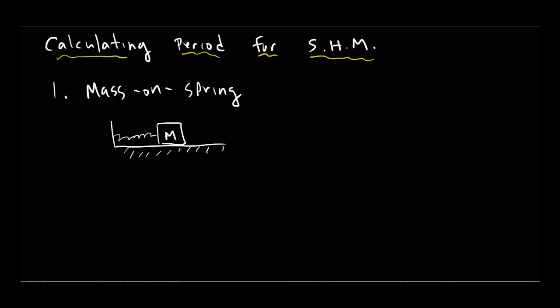Let's think for a second. What is going to determine the period? This thing is going to oscillate, right? It's going to go back and forth. This is the equilibrium position. We'll define this as equilibrium.